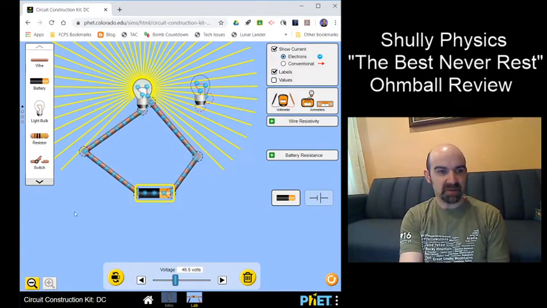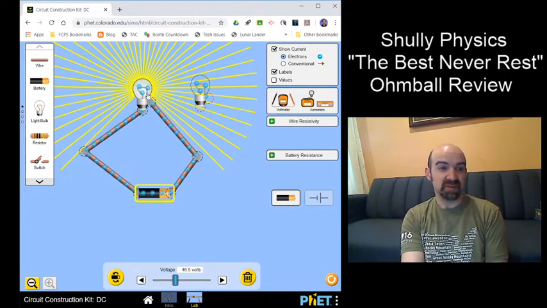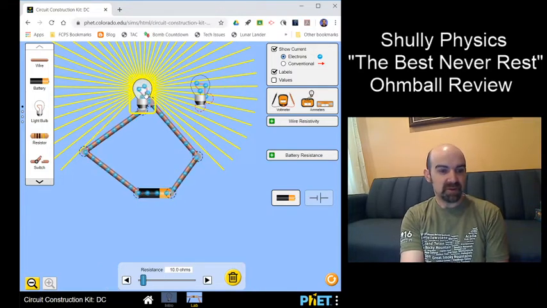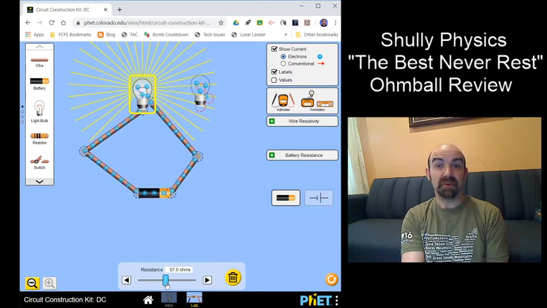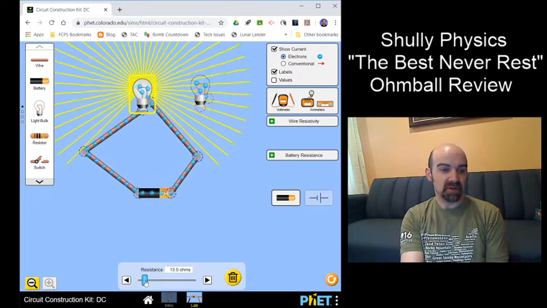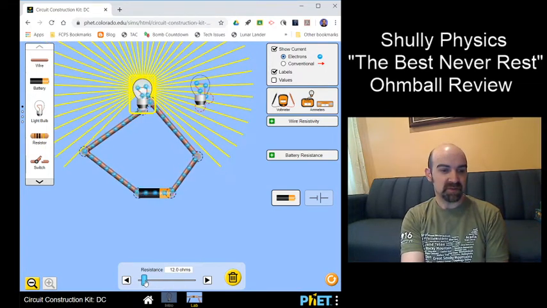Then we have this little thing called a light bulb, and it is also called a resistor. It resists flow. If I click on that light bulb and increase resistance, you'll see that the flow of the electrons slows down. Now there's another way to increase resistance in a circuit.